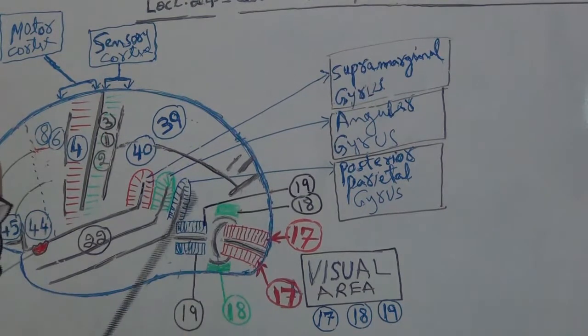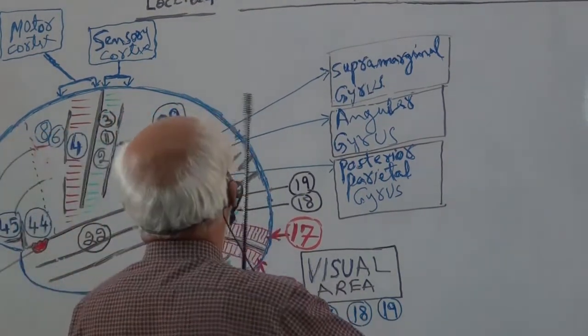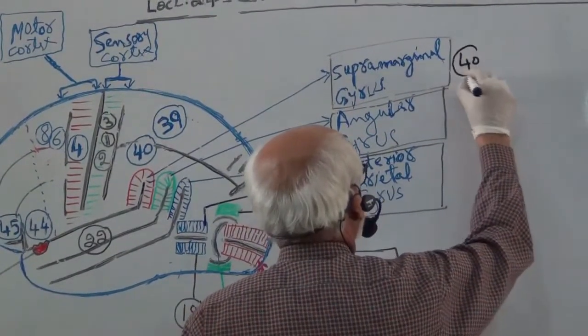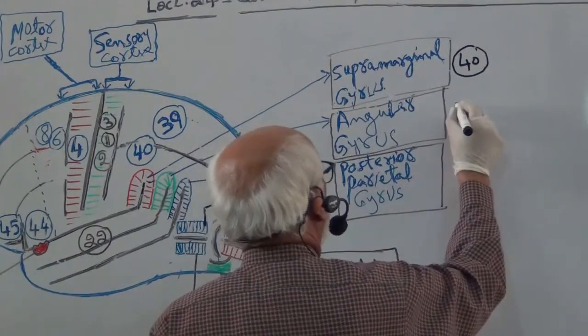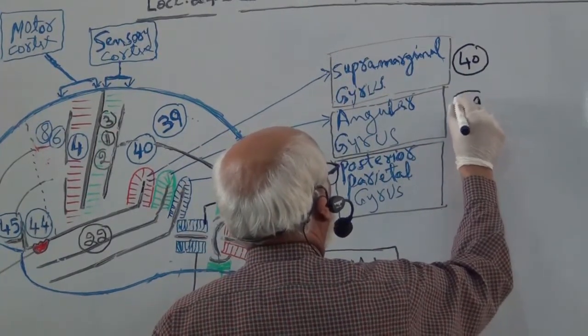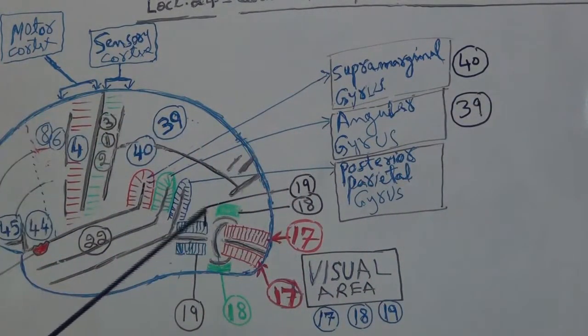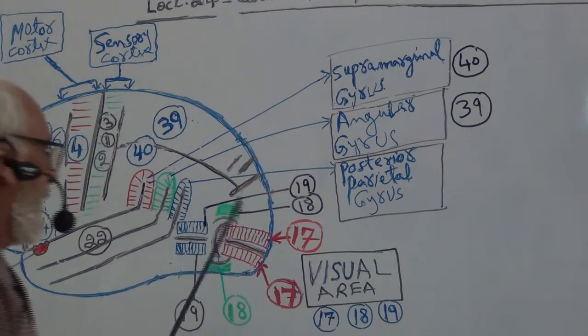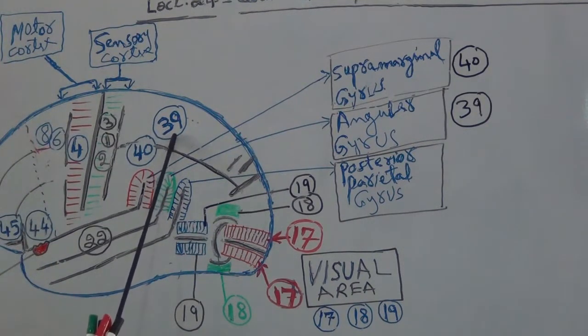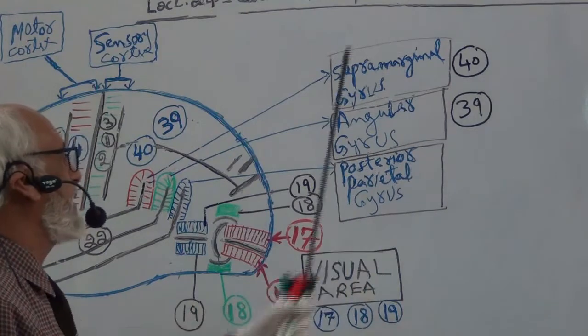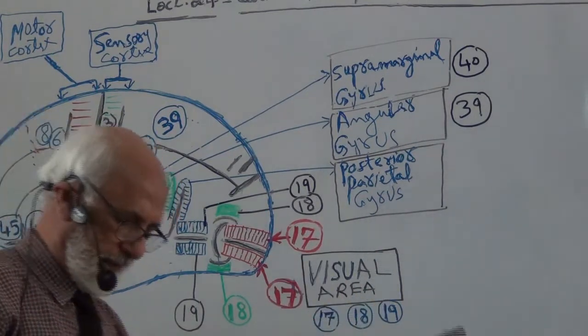Now the supramarginal gyrus is numbered by Brodmann as area number 40, and the angular gyrus as area number 39. Now the superior parietal lobule and upper part of the inferior parietal lobule are numbered as area number 39 and 40, same as here: supramarginal gyrus number 40 and angular gyrus 39.